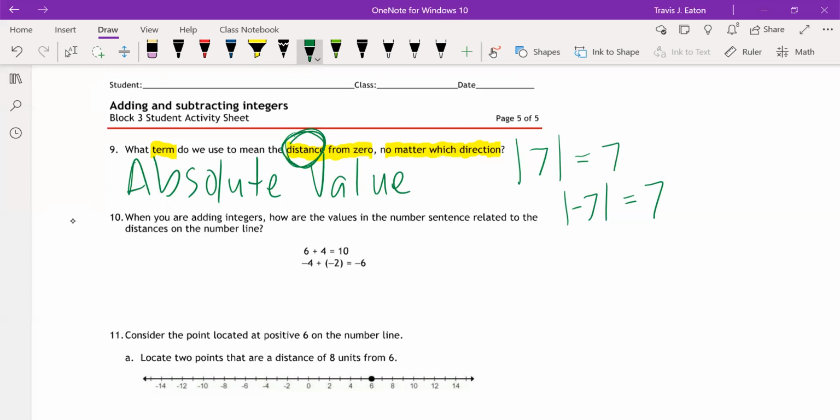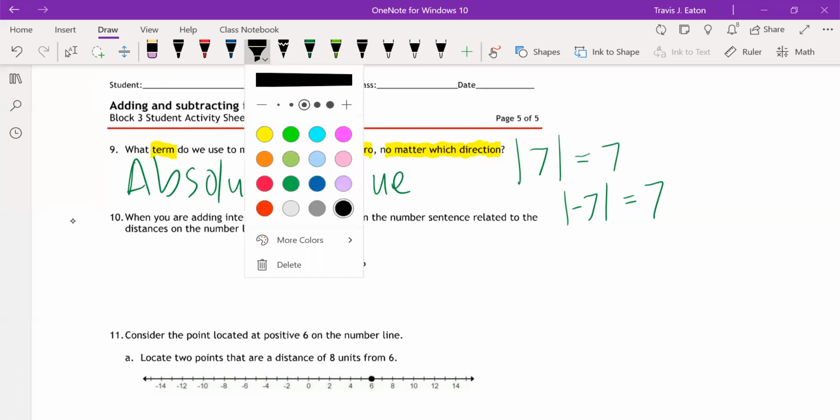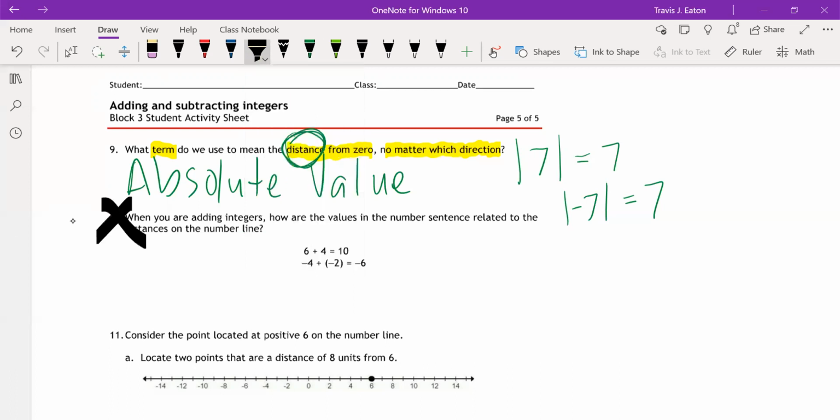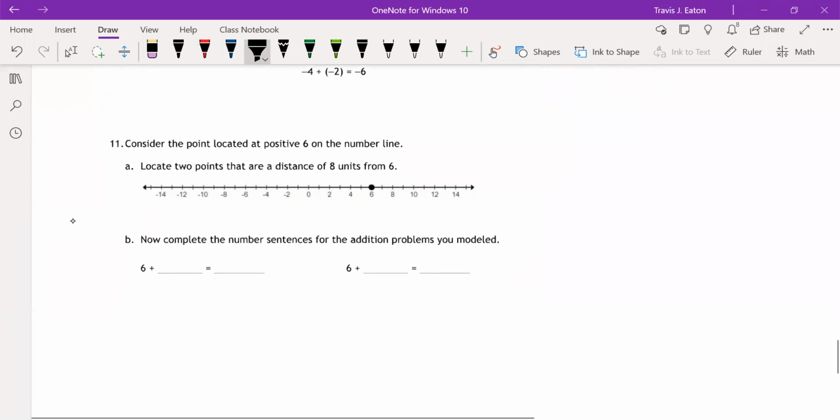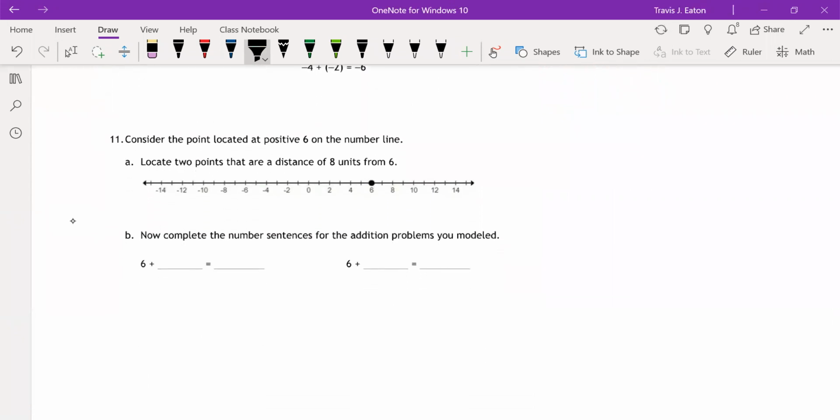Okay. Well, you're going to love number 10 today because we're not going to do number 10. Congratulations. We're going to go right to number 11. Now, number 11 says, consider the point located at positive 6 on the number line. There's 6 on the number line. Now, we're going to locate 2 points that are 8 units from 6. A distance of 8 units from 6.